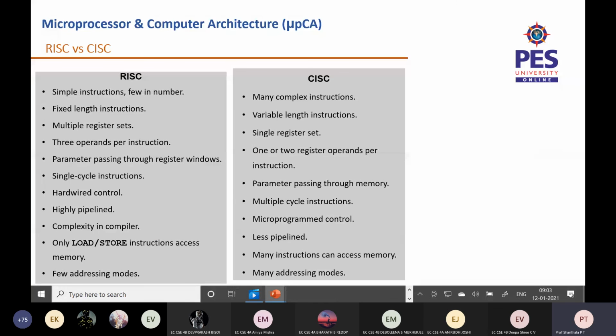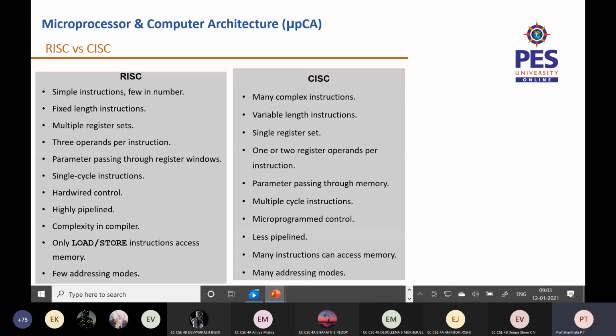RISC versus CISC machine. RISC has simple instructions, few in number. CISC has many complex instructions. RISC has fixed length instructions, I mean if it is 3 instruction or 4 byte only. But in CISC machines, a single machine will have either 1 byte instructions or 2 byte instructions. Under RISC, multiple register sets. In the CISC, we have a single register set. RISC, 3 operands per instruction. CISC, 1 or 2 register operands per instruction.